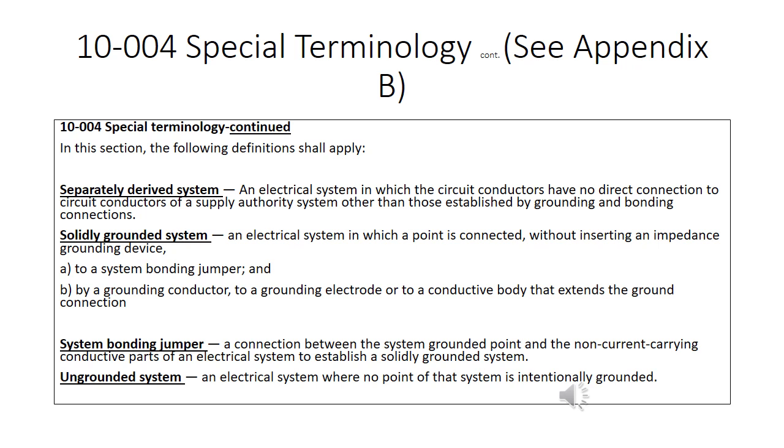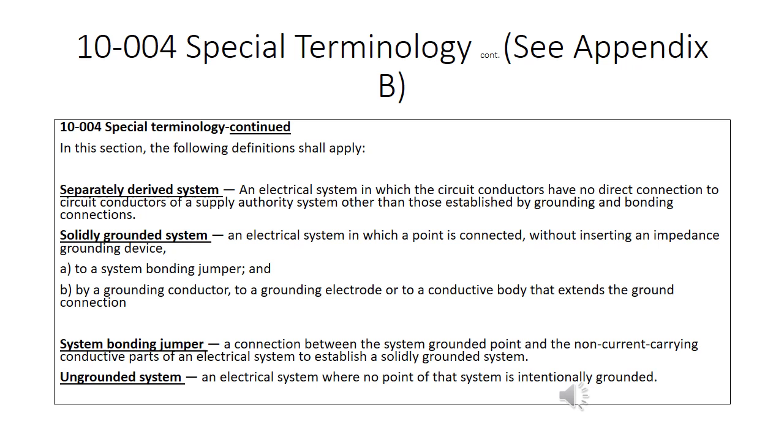System bonding jumper: a connection between the system grounded point and the non-current carrying conductive parts of an electrical system to establish a solidly grounded system. And last but not least, an ungrounded system: an electrical system where no point of that system is intentionally grounded. Could you give me an example of an ungrounded system? And if you answered a delta system, you are correct.